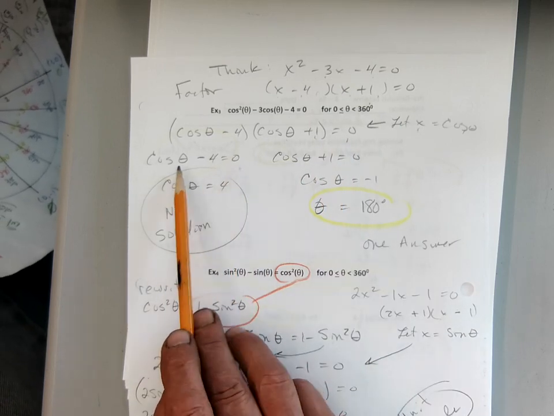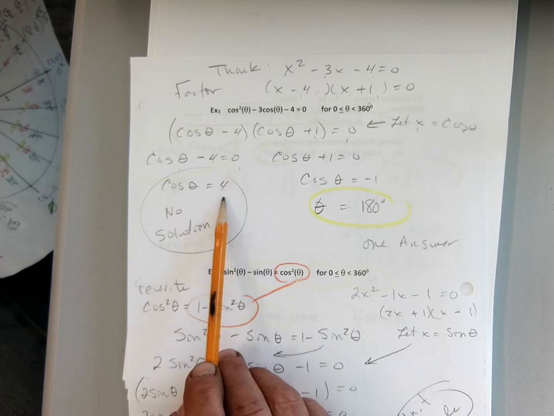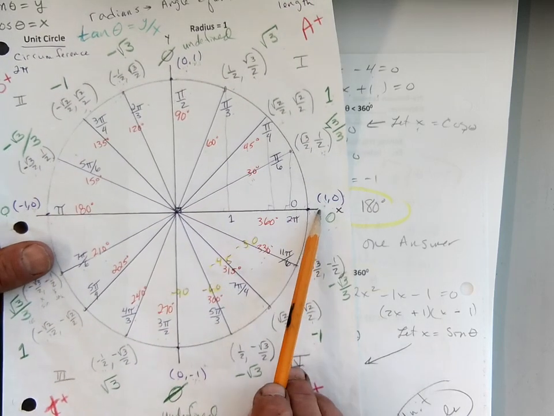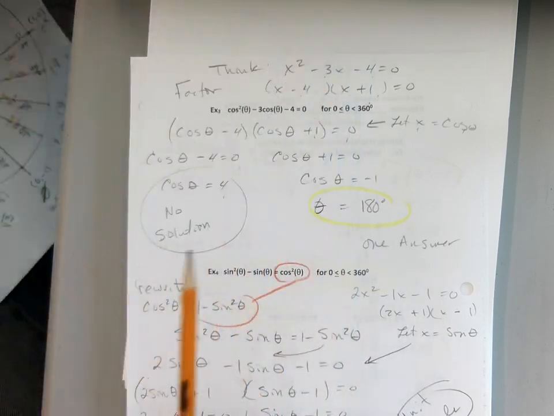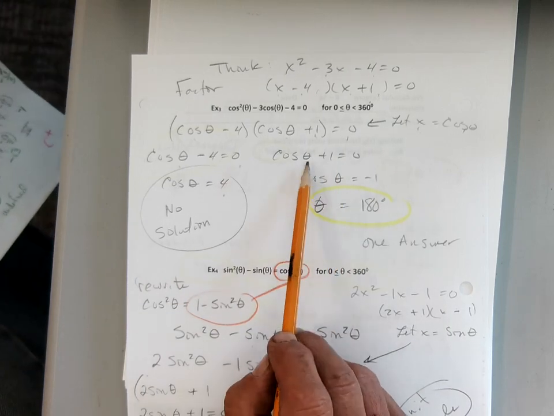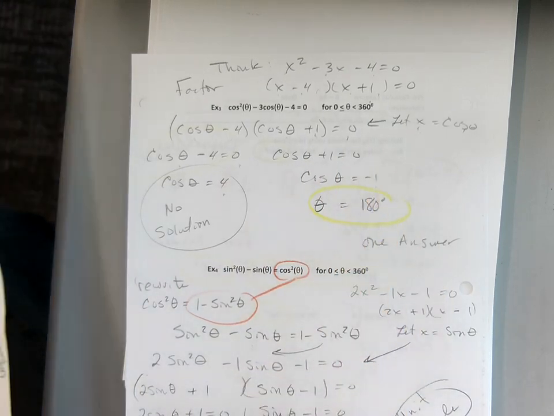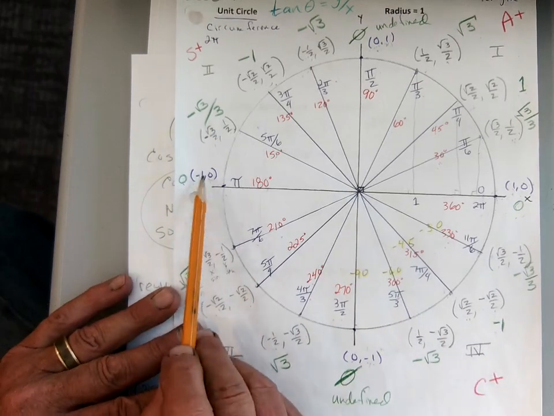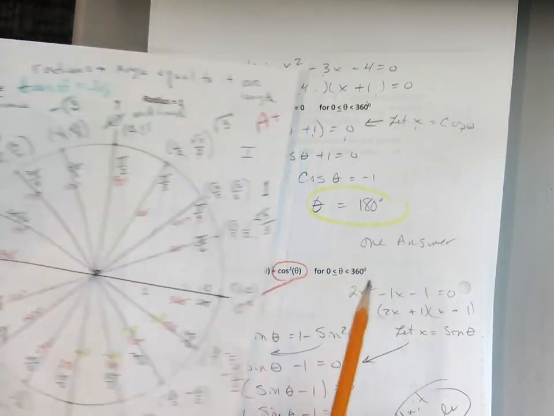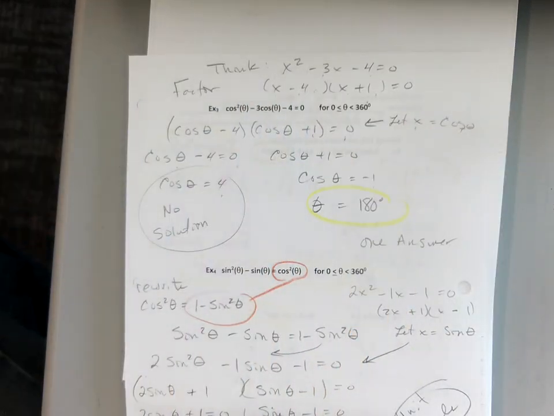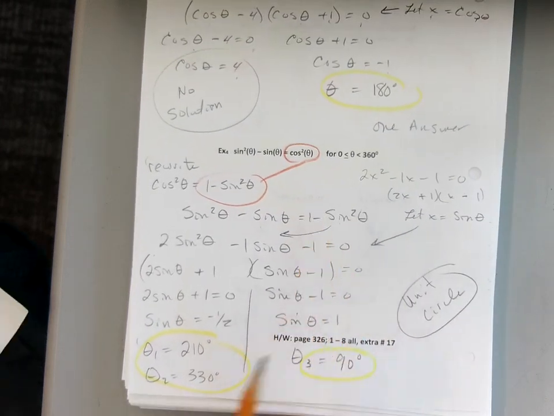So then, solve for cosine, add 4. Wait a minute, cosine can't be 4. The biggest cosine could be is 1, so that's no solution. On the second one, though, I go minus 1, and cosine can be negative 1. Cosine is negative 1 here, the x value at 180 degrees. So only one answer this time, okay? I had to factor.